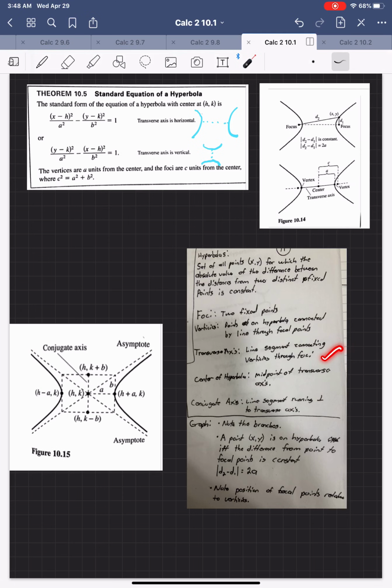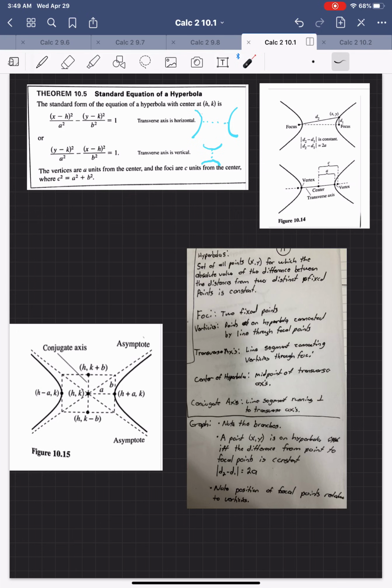All right. Now the center of your hyperbola is always the midpoint of this transverse axis right here. So the center point of that transverse axis is the center of your hyperbola. Okay, so the other axis that you don't quite see from this graph is what we call the conjugate axis. And again, it's just a line segment running perpendicular to the transverse axis. I think a lot of this will become more apparent as we start to do some of these problems.